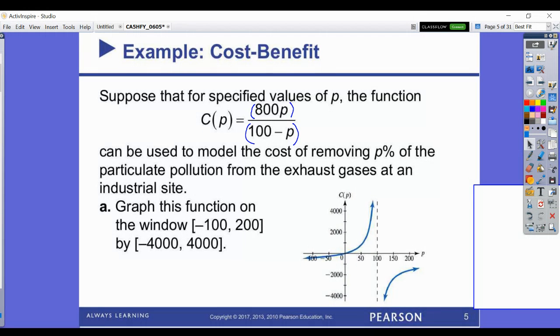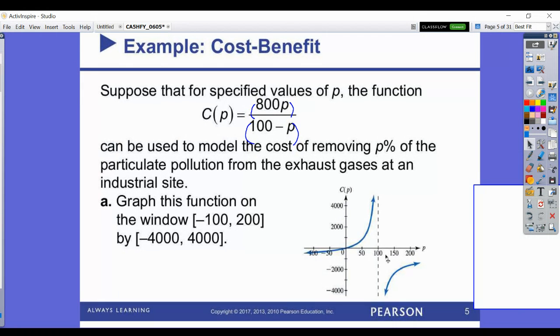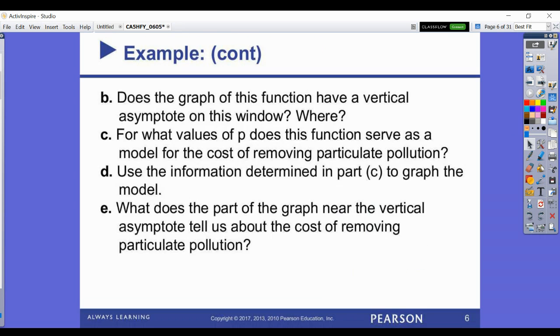So here we have a picture of that graph. It hasn't asked me any other questions yet, so I'm going to turn the slide, but this is what you should have. Check your window and make sure that you've got that pictured there. And then we'll go for part B.